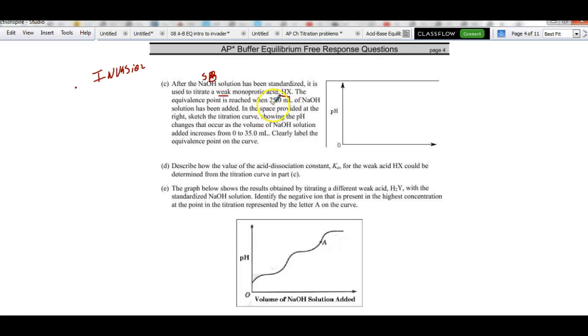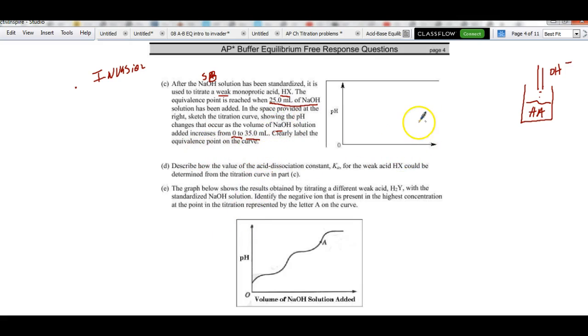The equivalence point is reached when 25 milliliters of NaOH solution has been added. So what's in our beaker? HA. And we're dropping in OH minus. Okay, in the space provided to the right, sketch a titration curve showing the pH changes that would occur as the volume of NaOH solution added increases from 0 to 35 milliliters. Clearly label the equivalence point.